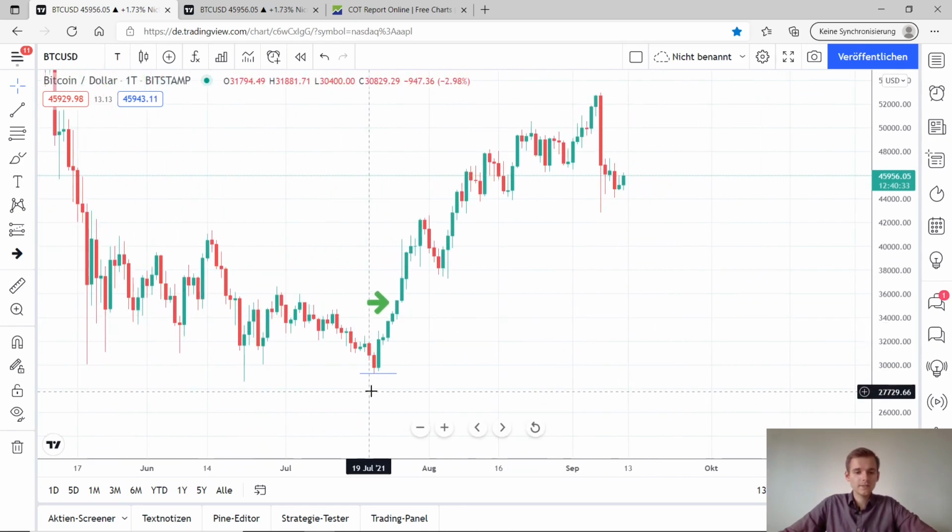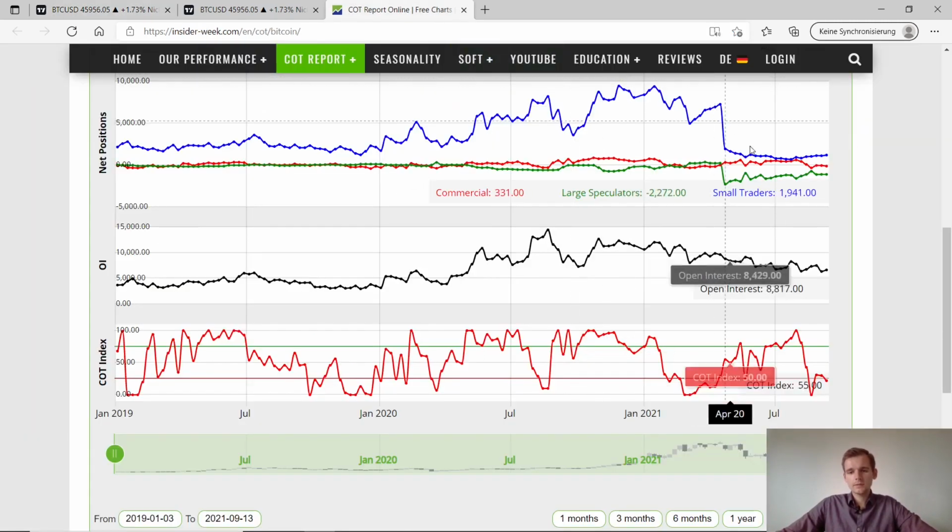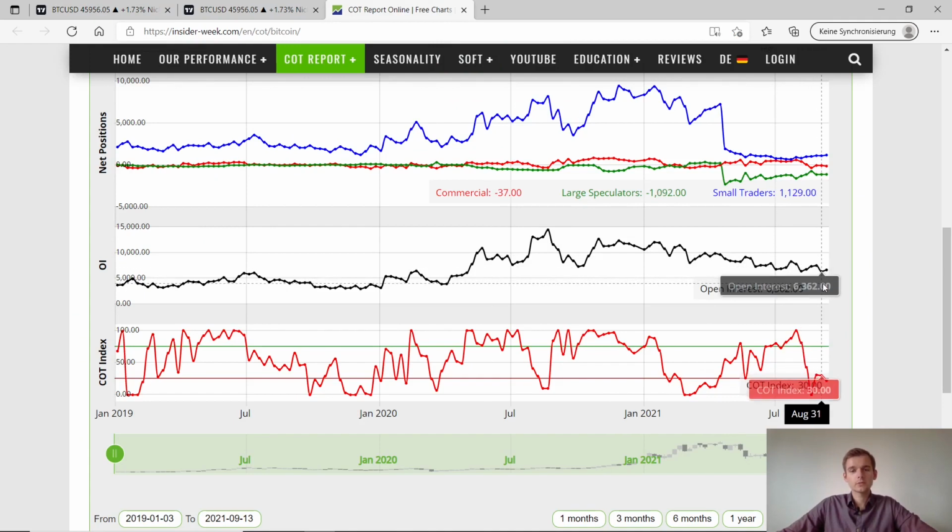The stop was placed down here at the low of July 20th, and the signal worked out very well because it was going straight in our direction with the entry. So now we can take a look at the current value of the COT index. And here we see that we are in the short area. So the commercials have built an extreme short position. That is a signal that the market tends to be short again.